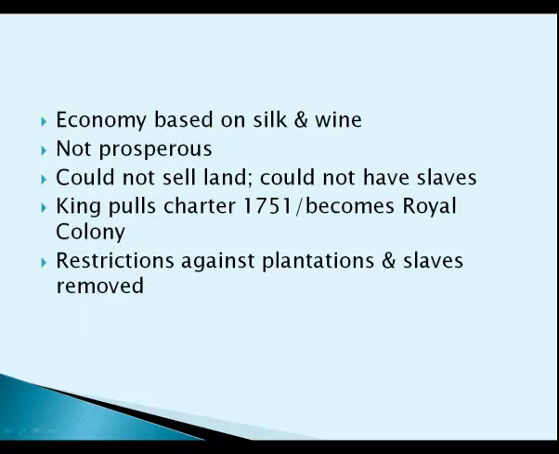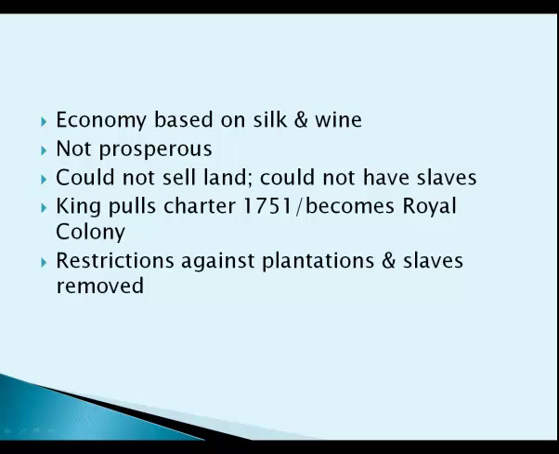They based their economy on silk and wine, and they brought in vegetables. They tried everything, and nothing worked. They couldn't have more than 50 acres of land. They couldn't sell land, and they could not have slaves. And these poor people in Georgia are looking up at how prosperous Virginia is, how prosperous Charleston is, how prosperous they are in Maryland, and it's just not going.